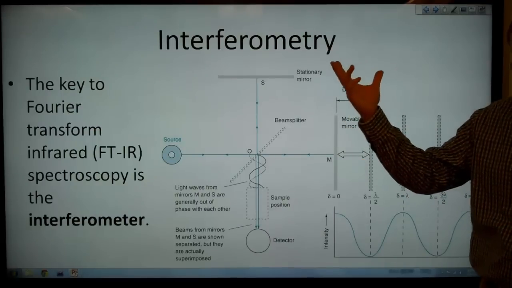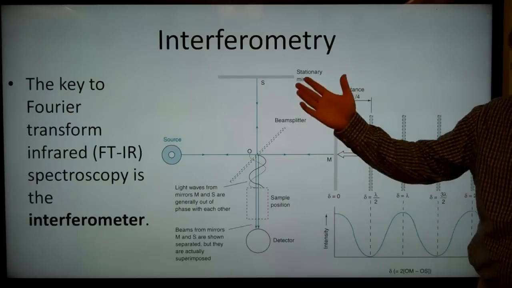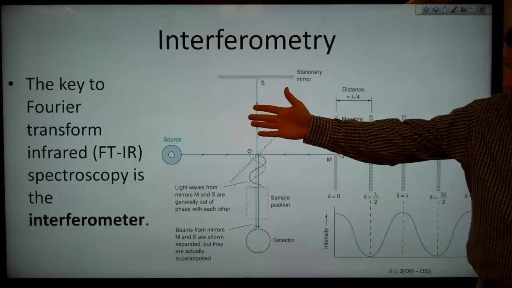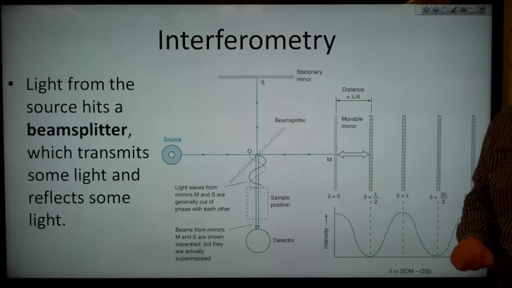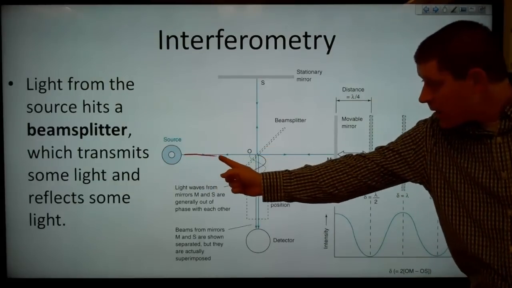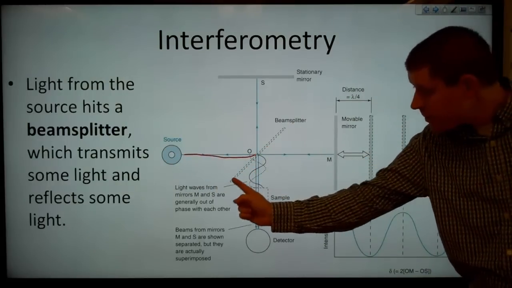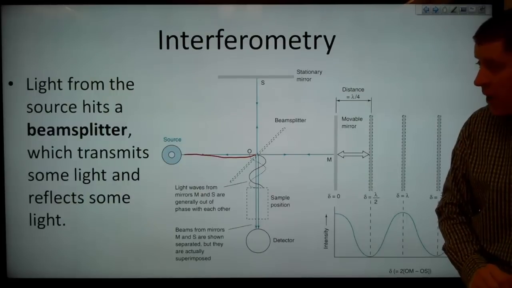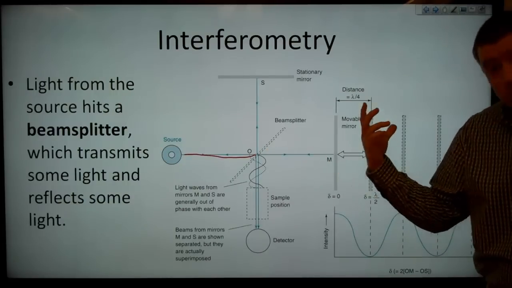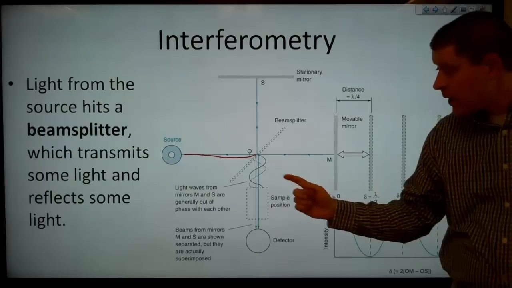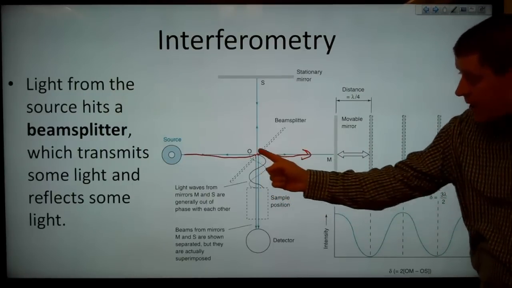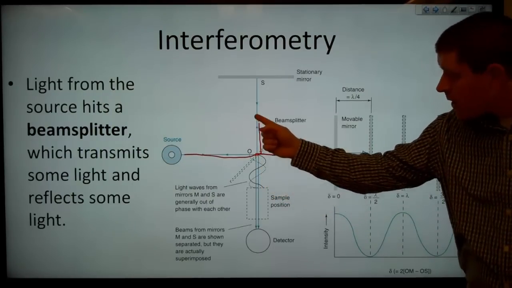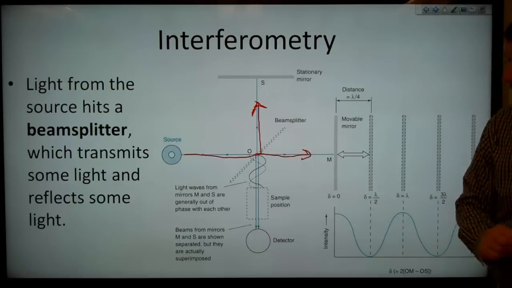So this brings us to interferometry. The key to Fourier transform infrared spectroscopy is the interferometer, which we've shown here. So light from our source is coming and hitting a beam splitter here. The beam splitter transmits some of our light, and it reflects some of our light. So some of that light is being transmitted in this direction, and some of that light is going to be reflected that direction.